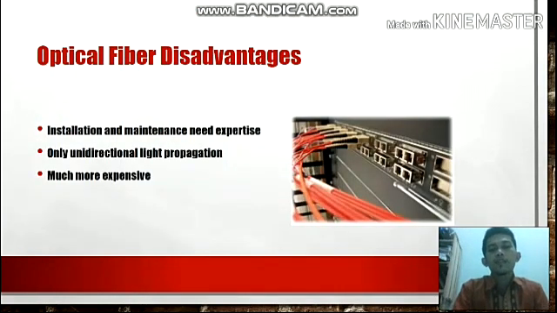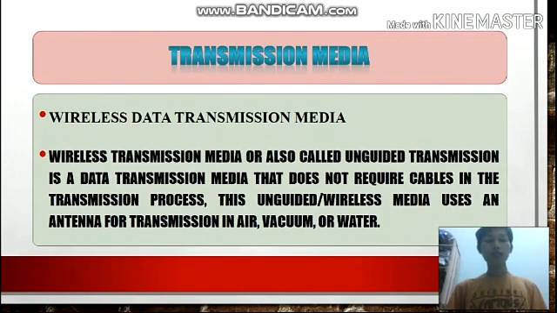Optical fiber disadvantages. The disadvantages of optical fiber are installation and maintenance needs expertise, only unidirectional light propagation, and much more expensive. The second type of transmission media is the wireless transmission media. Wireless transmission media, also called unguided transmission media, is a data transmission media that does not require cables in the transmission process. This unguided or wireless media uses an antenna for transmission in air, vacuum, or water.